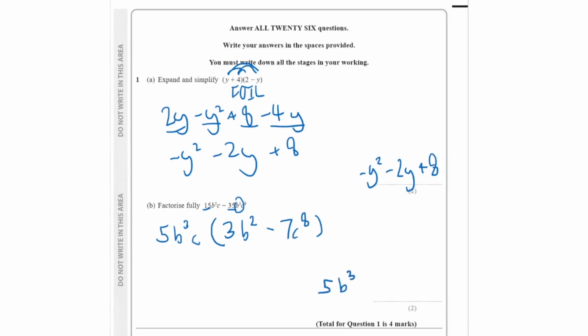5b cubed c times 3b to the power of 2 minus 7c to the power of 8.